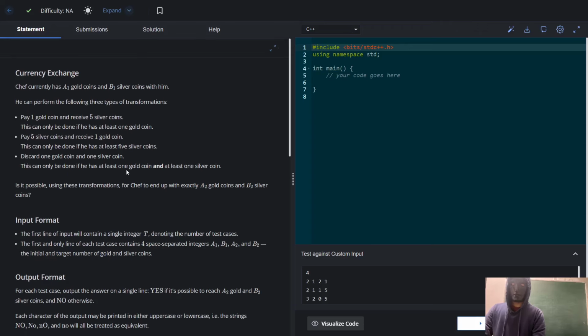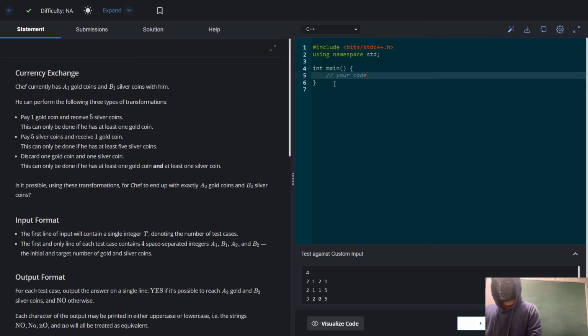And discarding can only be done when he has at least one gold coin and one silver coin. He cannot discard just one gold coin or just one silver coin. That is not valid. He will have to discard one gold coin and one silver coin, so this is valid. So yeah, I'll be explaining on the board, don't worry.